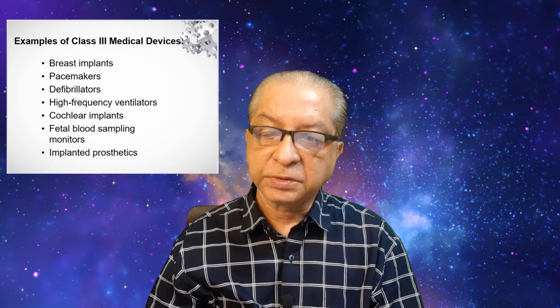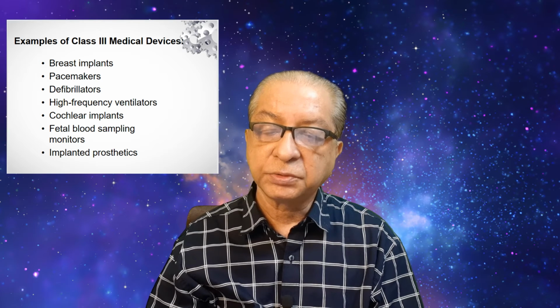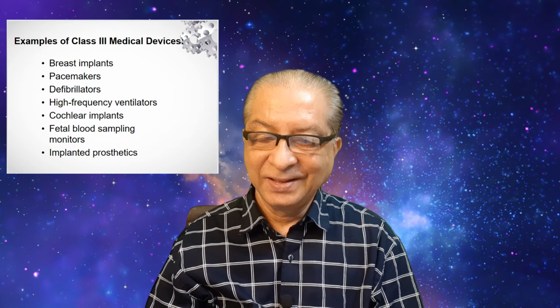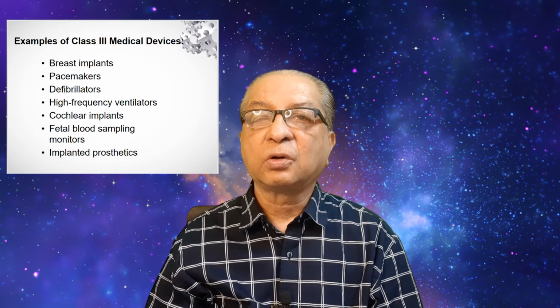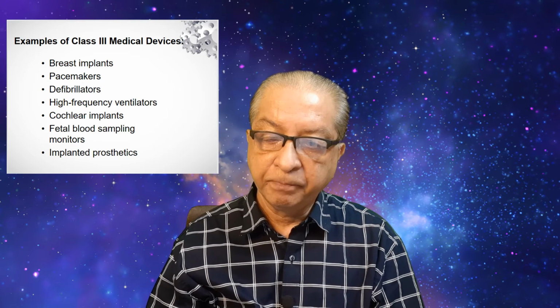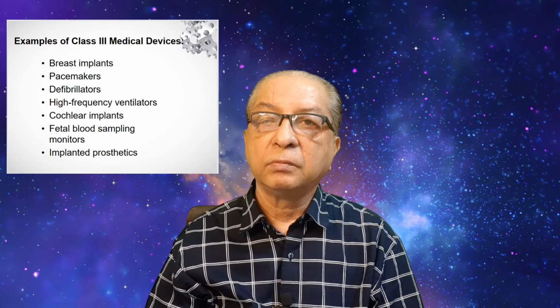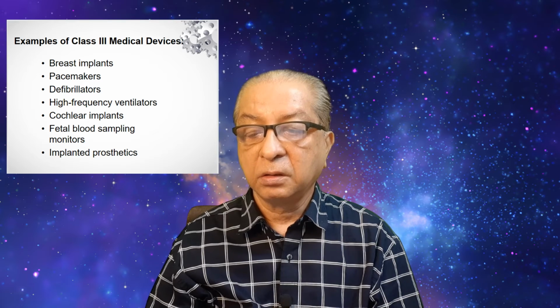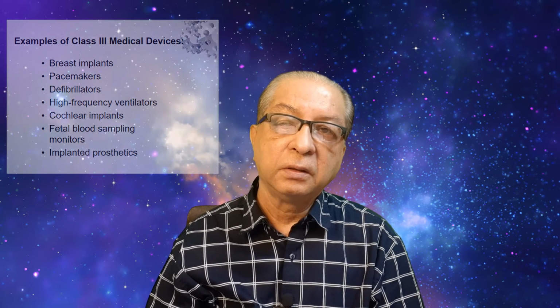Examples of Class 3 devices are breast implants, pacemakers, defibrillators, cochlear implants, that is the implants for the ear, then blood sampling machines and implanted prostheses like liver implants or kidney implants, artificial kidneys, artificial pancreas, etc.